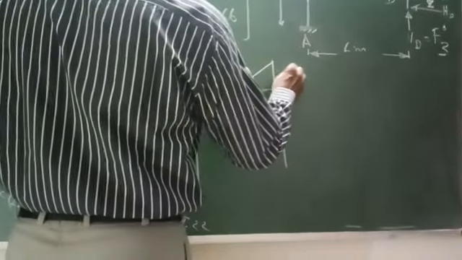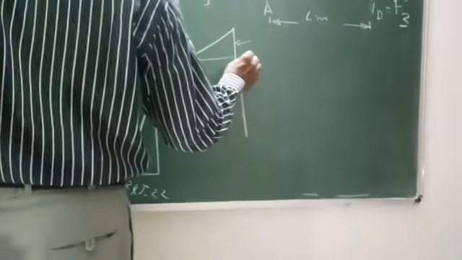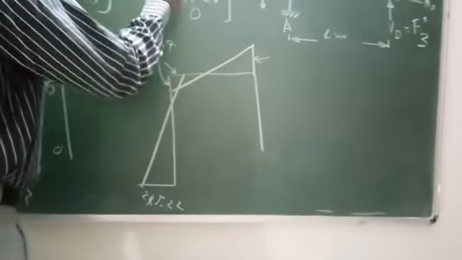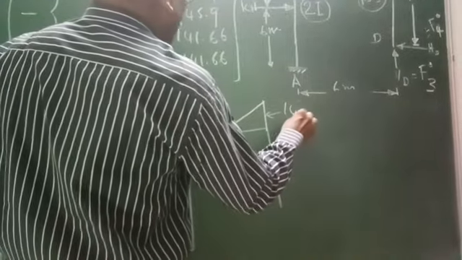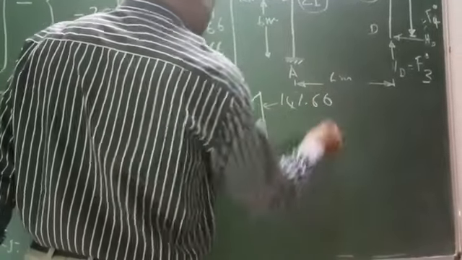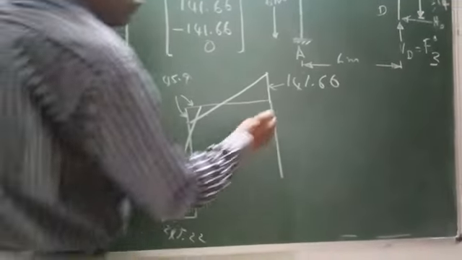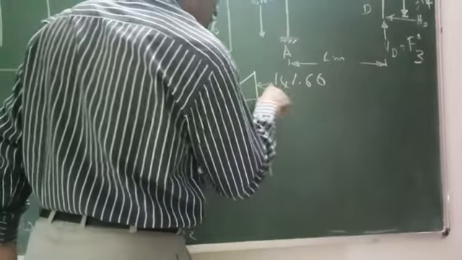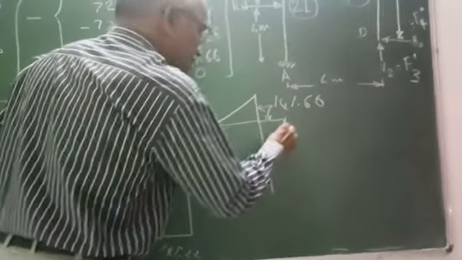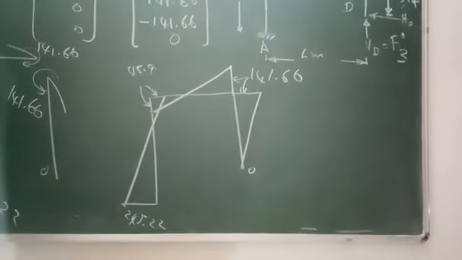Now this value is 169. This value is 149.66, 141.66. Now here this causes tension on the outer side. Therefore, here it is 145.66. This value is also 145, and here it is 0. This is the support moment diagram.